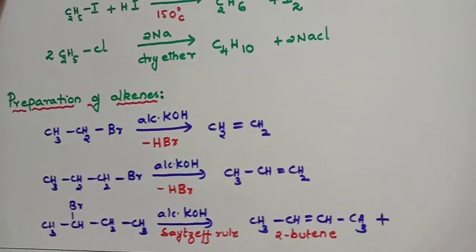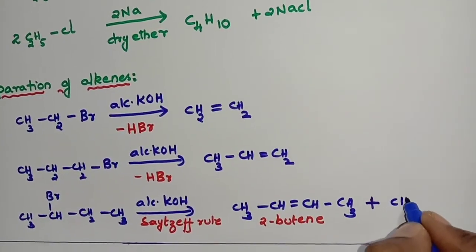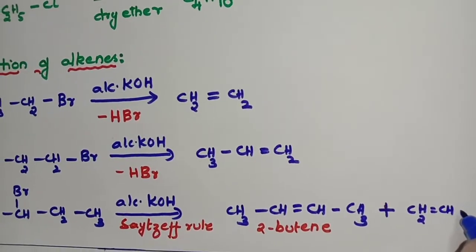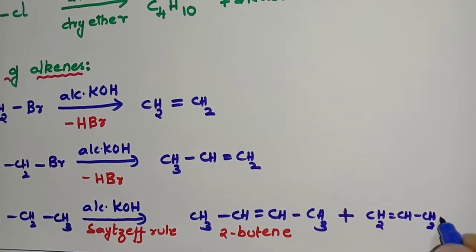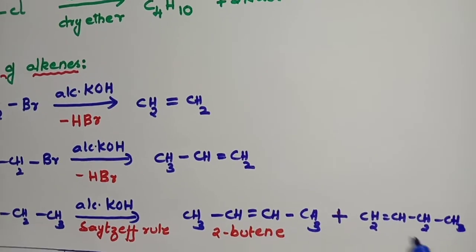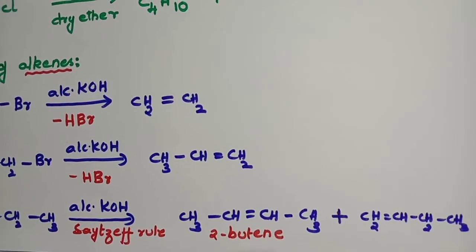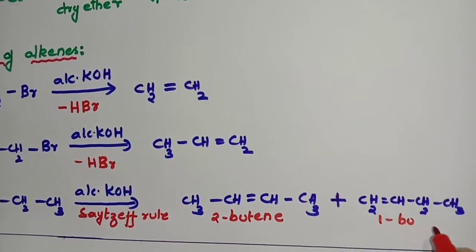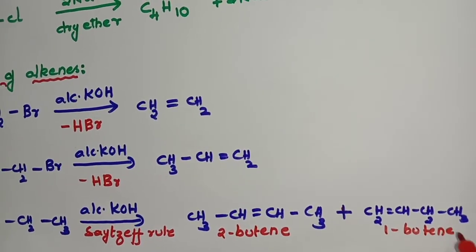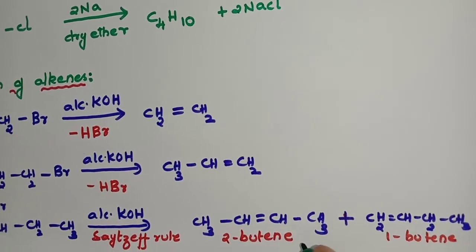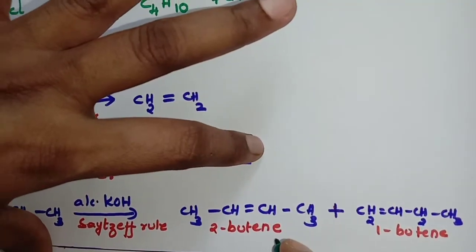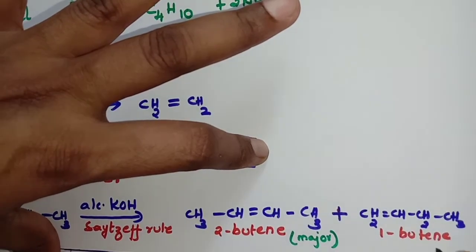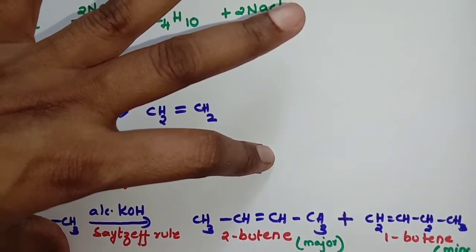So we get another product, CH2=CH-CH2-CH3, which is called, first carbon there is a double bond, students, so it is called 1-butene. Okay. So write down here as major. This forms as major product. This forms as minor product.